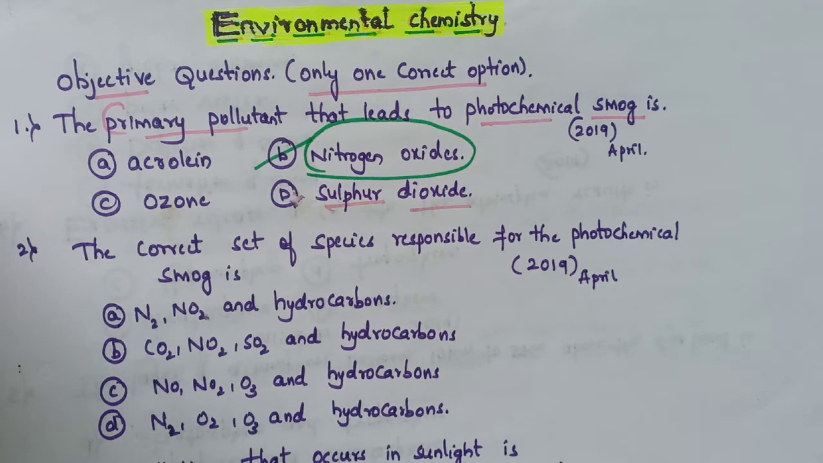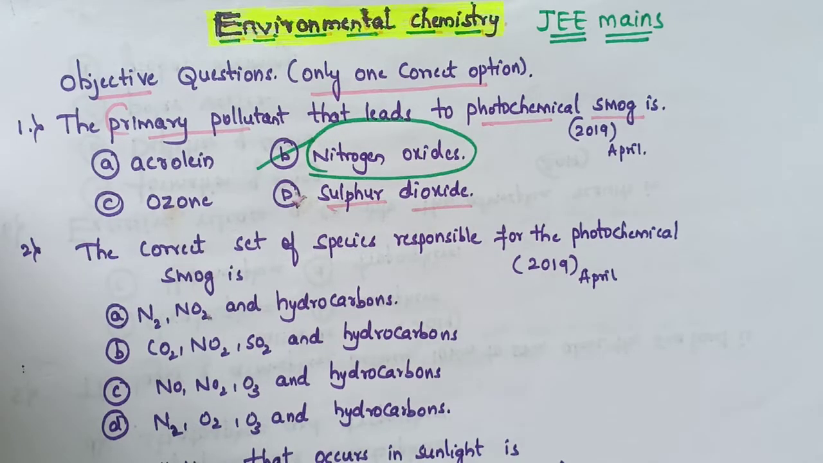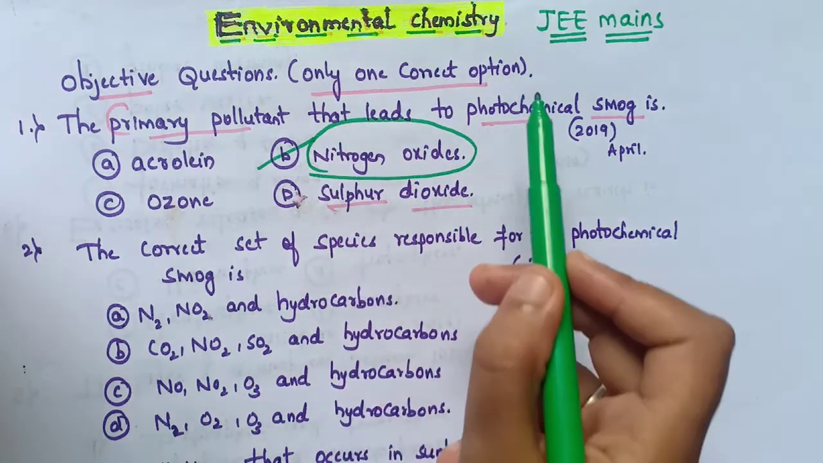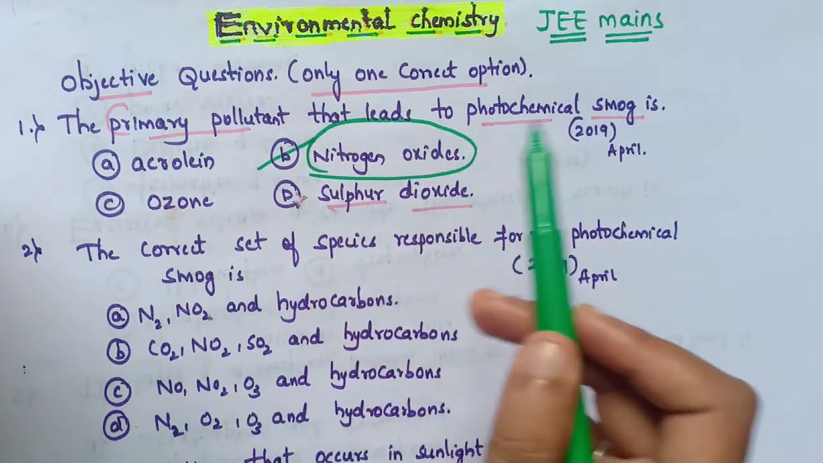In this video, we are going to discuss the previous year questions from the chapter Environmental Chemistry of JEE Mains. By solving these questions, you can get an idea of what questions were asked from this chapter, that is environmental chemistry. Now coming to the objective questions, only one correct option is present.